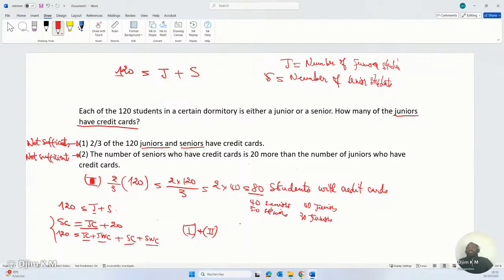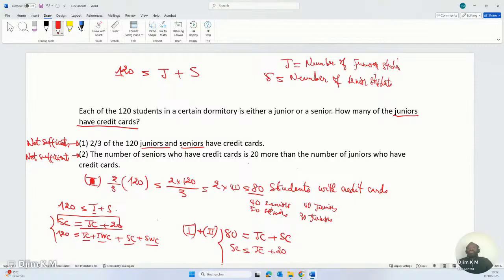First condition, what we know is that we found the value 80 students here, which is equal to the number of juniors with credit card plus the number of seniors with credit card. Okay, so we have this one. From the second condition, we have this equation which tells us that the number of seniors with credit card is equal to the number of juniors with credit card plus 20.